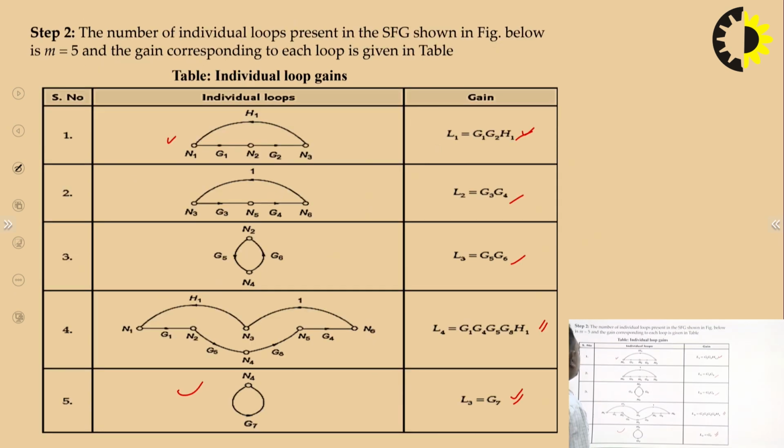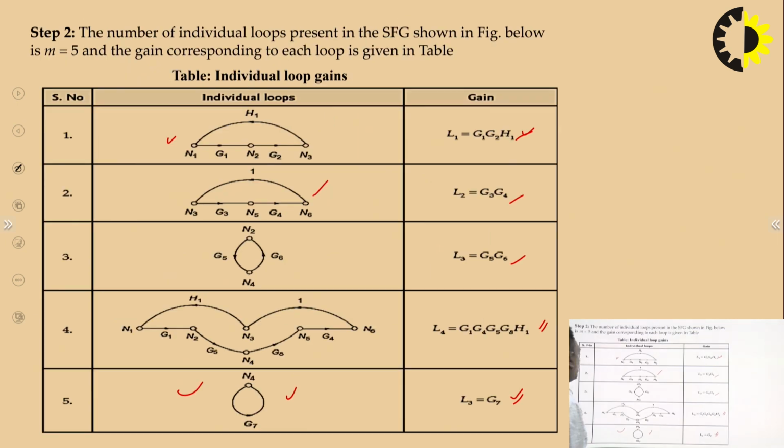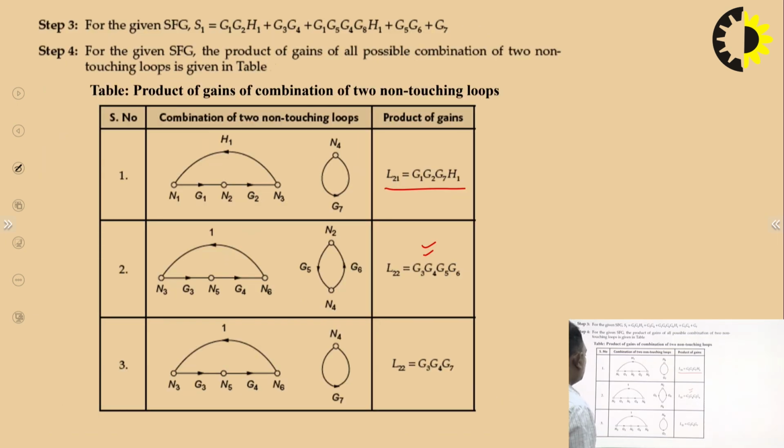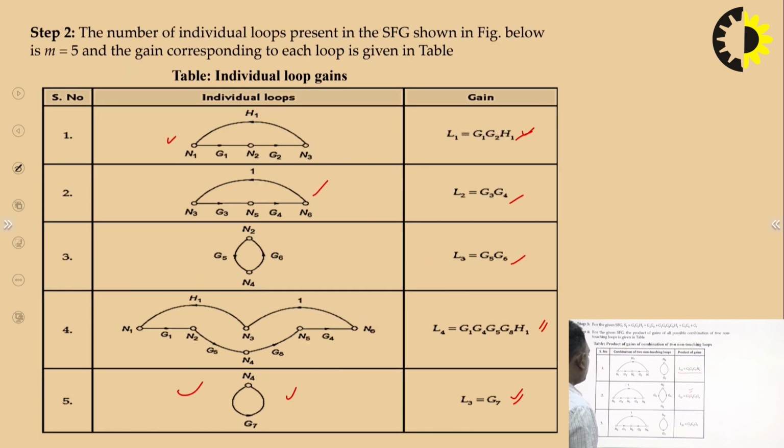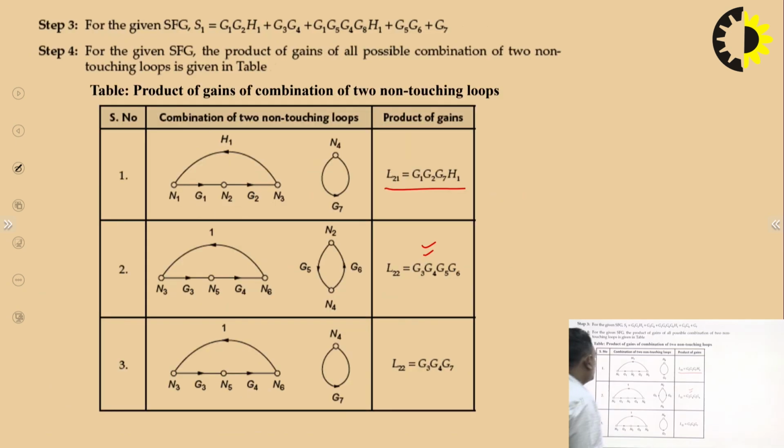Another one is this loop taken with this combination, so you have this transmittance. Then you will take this with this also. So there is another combination like this.